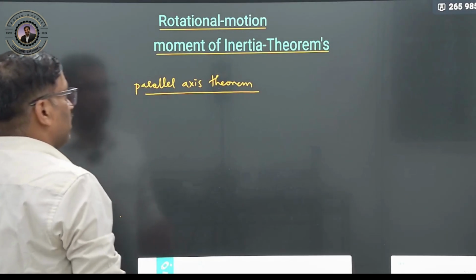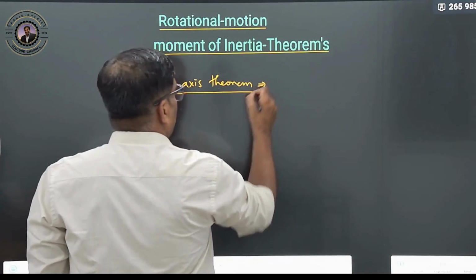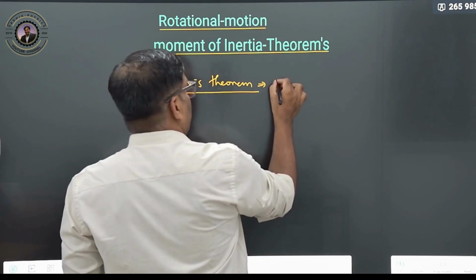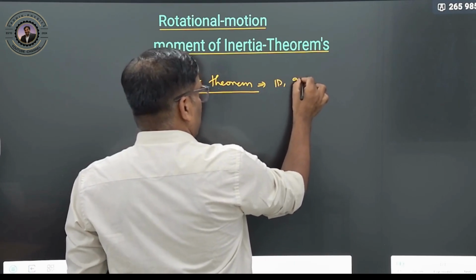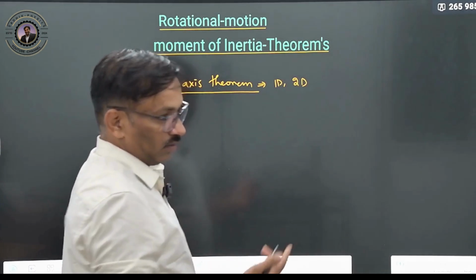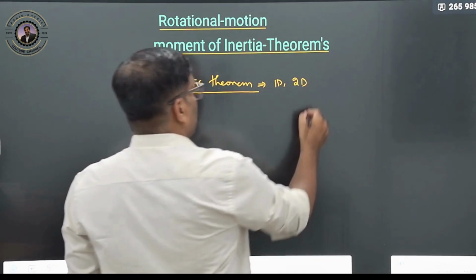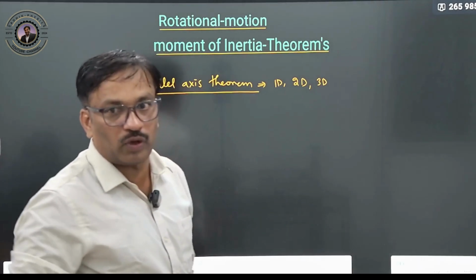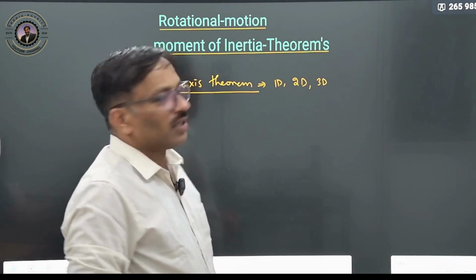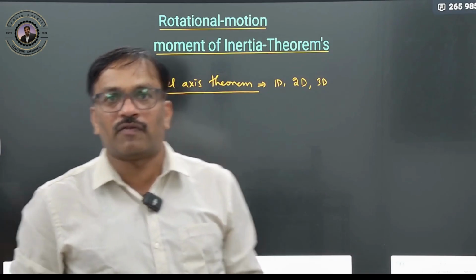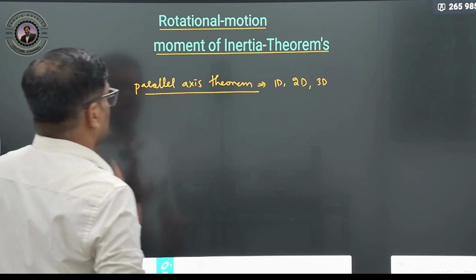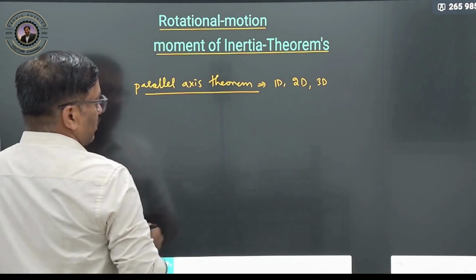The parallel axis theorem can be applicable for any type of object, even one-dimensional objects like a rod, two-dimensional objects like a ring or disc, and even three-dimensional objects like a sphere, cube, cuboid, cylinder and so on. So the parallel axis theorem can be applicable for any type of object. That's why this is most important. What is this parallel axis theorem?